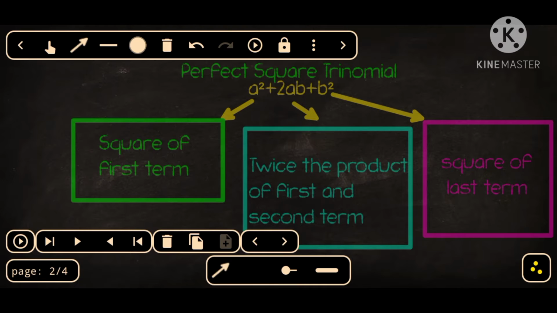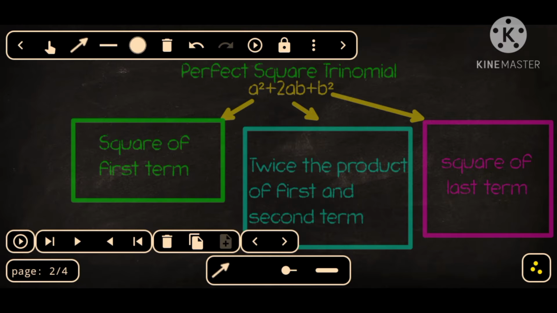Again, for a perfect square trinomial, it should be in the form of a squared plus 2ab plus b squared, or a squared minus 2ab plus b squared. The first term, a squared, is the square of the first term of our trinomial. The second term, 2ab, is twice the product of the first and second term. Then the third term of our trinomial is the square of the last term, so it's b squared.